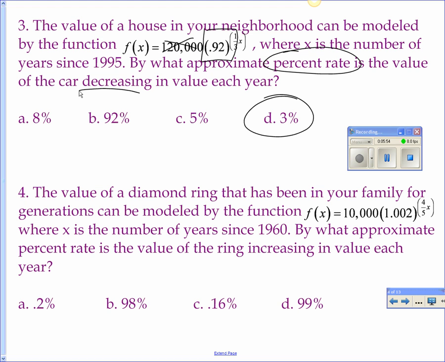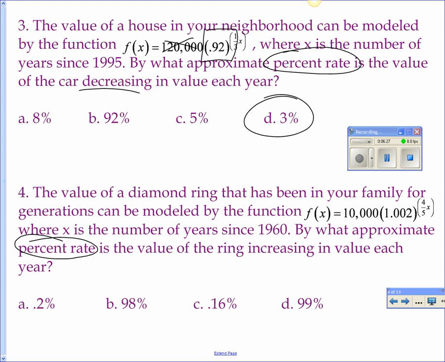Okay. Number 4, the value of a diamond ring that has been in your family for generations can be modeled by the function f of x equals 10,000 times 1.002 to the 4/5 x, where x is the number of years since 1960. By what approximate percent rate is the value of the ring increasing in value each year? Jesse, what am I circling? That's not important in this one. What's it asking for? Good. It's asking for the percent rate.